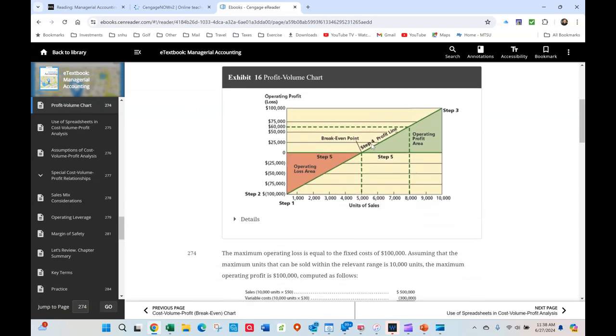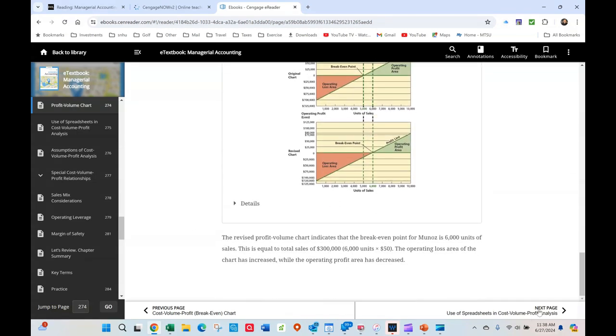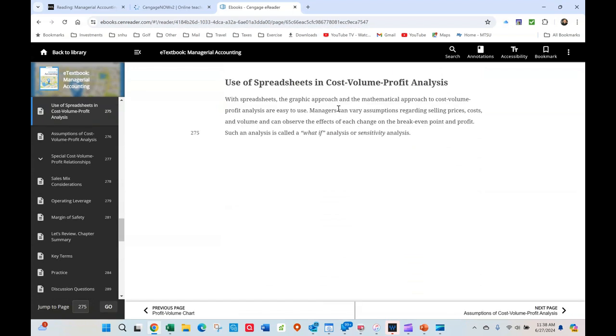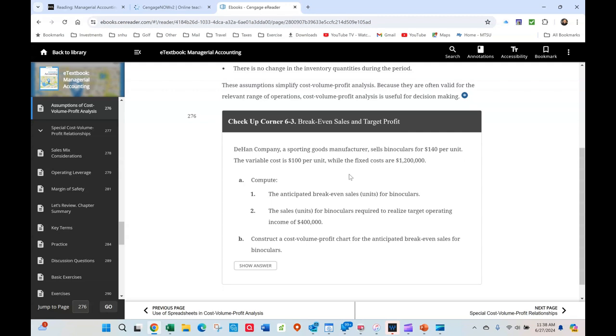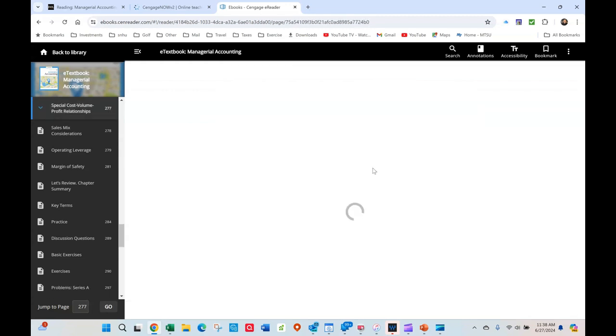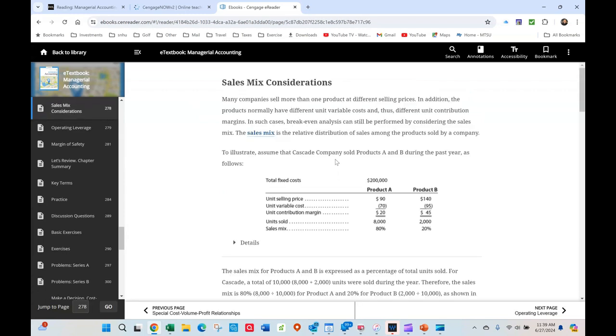And here again is the profit volume chart. All right. Really, all these are saying basically the same thing. You can use spreadsheets, which I highly recommend. And then special cost volume profit relationships.